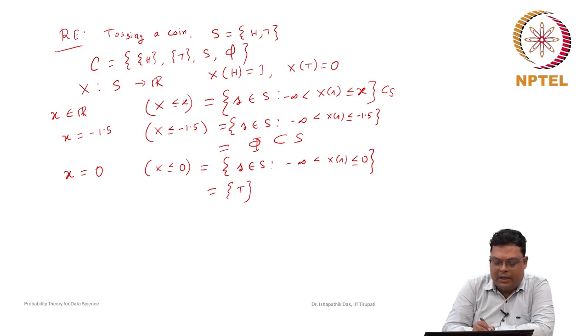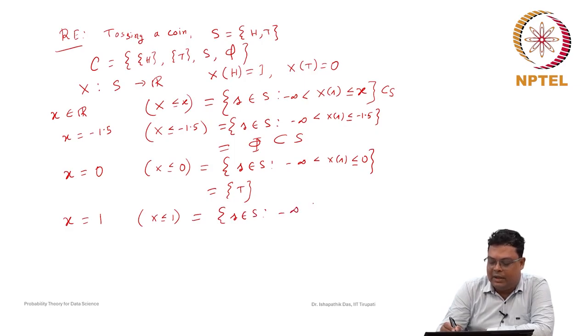Now, if you consider x equal to 1, then X less than or equal to 1: all S satisfy this, the set of S such that X of S is less than or equal to 1. Because X of head is equal to 1 and X of tail is equal to 0, all of them satisfy this. So this is nothing but tail and head, this is nothing but S. All are subsets of S and also belong to C, where C is the power set.